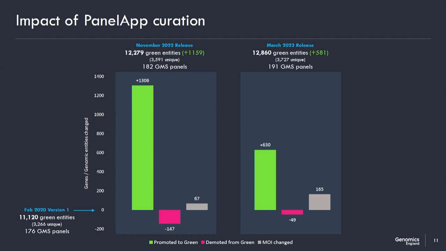This was new green genes and also phenotype expansions of existing green genes. We also cleaned up our data, so we demoted about 200 green genes that upon reassessment did not actually have enough evidence to meet the criteria. And we also changed the mode of inheritance of over 200 genes, improving the accuracy of downstream analysis.